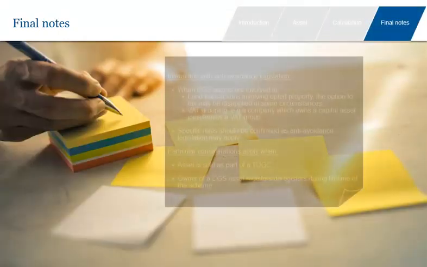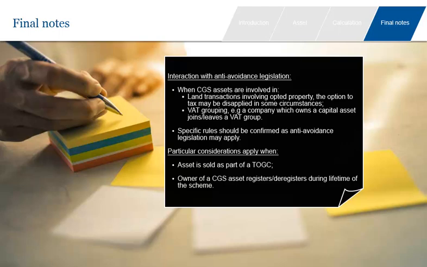In this final section, we will highlight some situations where the capital goods scheme needs special consideration. We do not have time to consider them here, but there are specific rules and anti-avoidance laws which should be taken account of when CGS assets are involved in land transactions and VAT groups. Such transactions should therefore be reviewed carefully. We will, however, briefly consider the capital goods scheme issues which arise when a business is sold as a going concern or where an owner registers or deregisters for VAT.